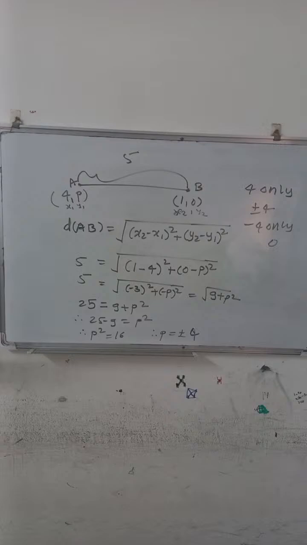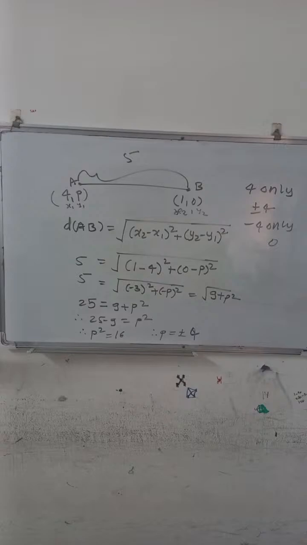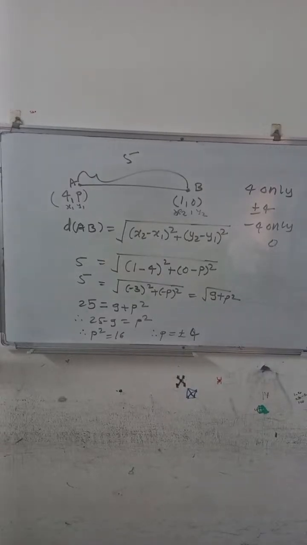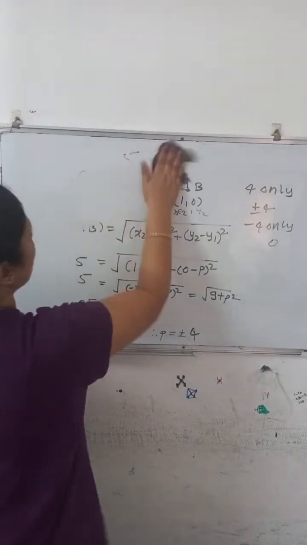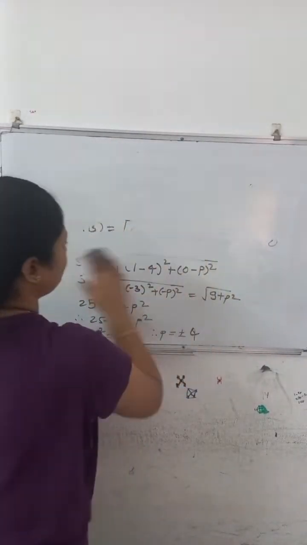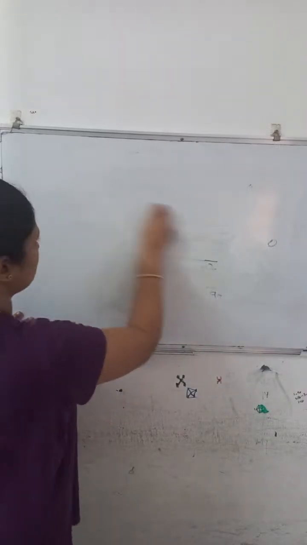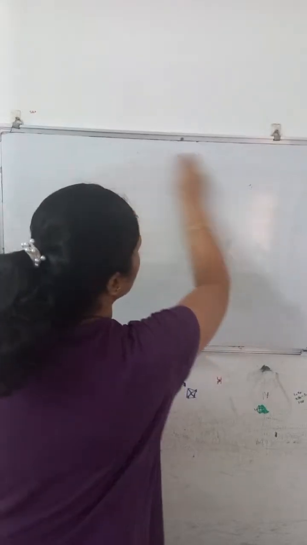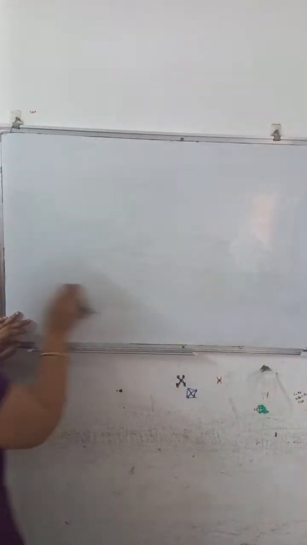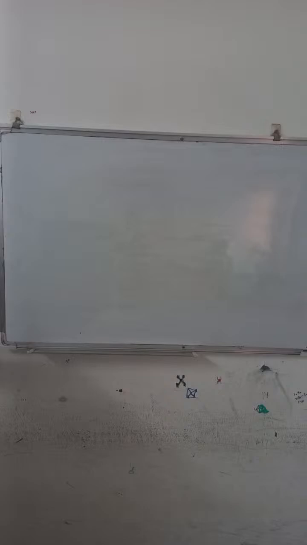Write down the options. First option 25. Second option 23. Third option 15.5, and last option is 30.